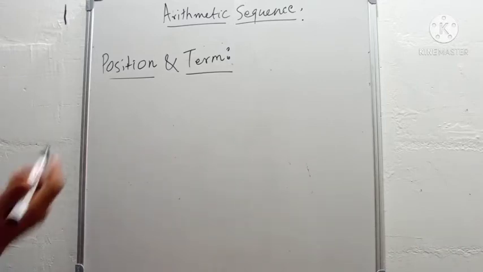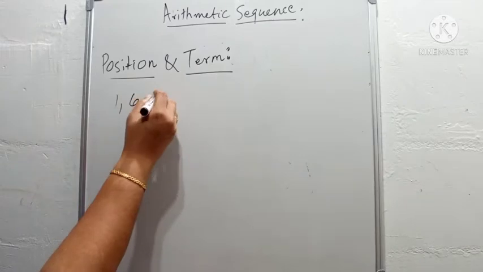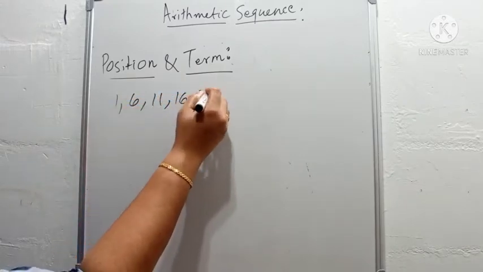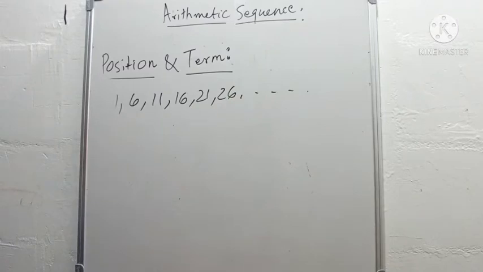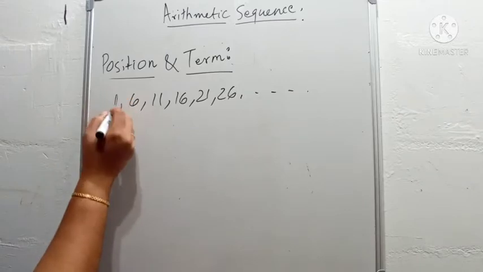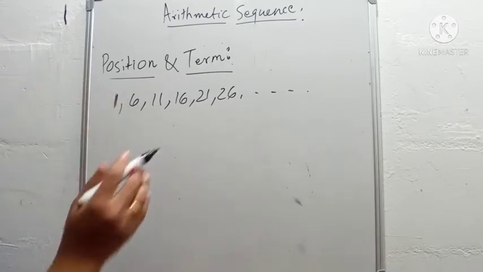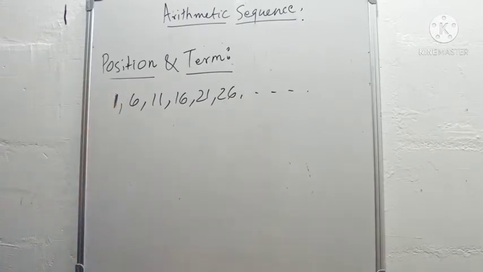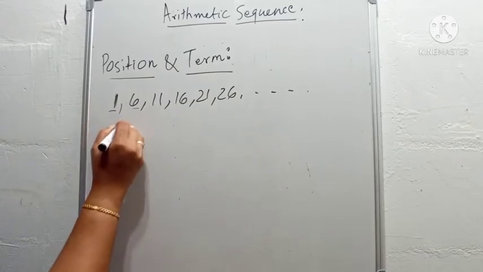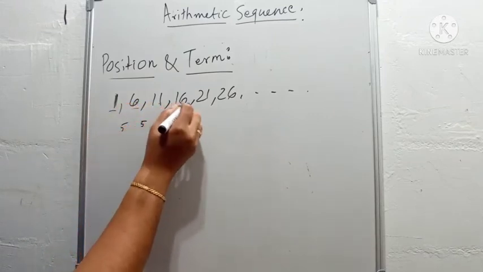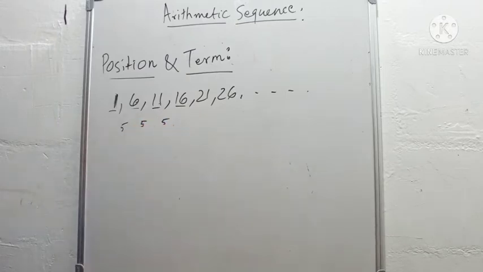See, here we have an arithmetic sequence 1, 6, 11, 16, 21, 26, etc. This one is an arithmetic sequence, right? What is the common difference here? Common difference means the difference between two consecutive terms of an arithmetic sequence, right? Here, 6 minus 1 is equal to 5, or 11 minus 6 is equal to 5, or 16 minus 11 is equal to 5. So, the common difference here is 5.